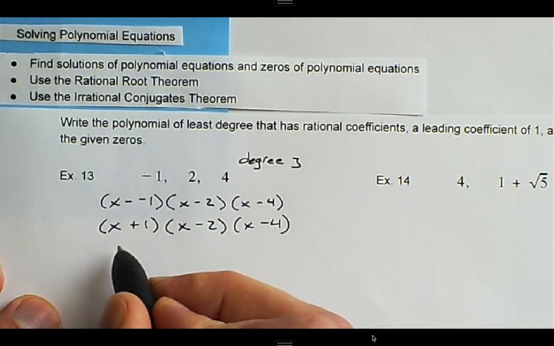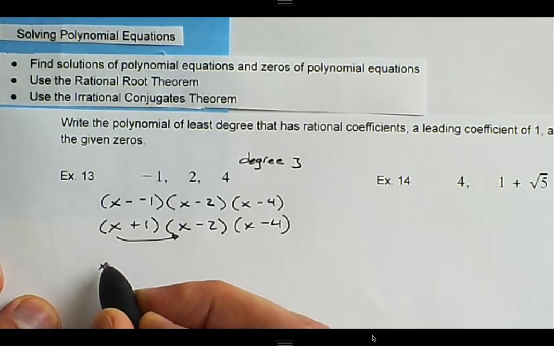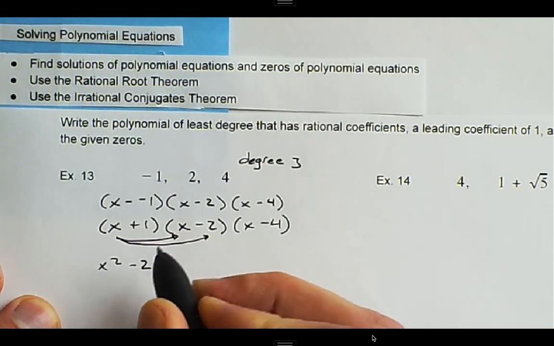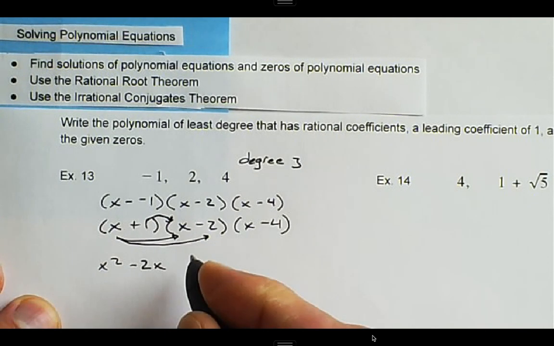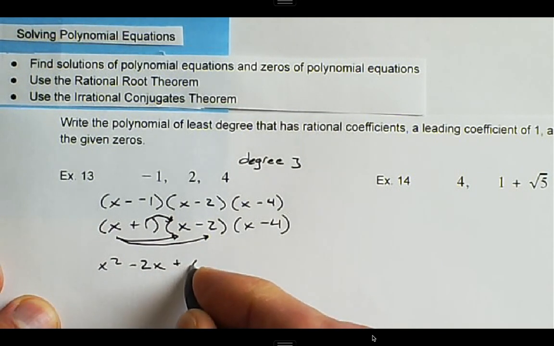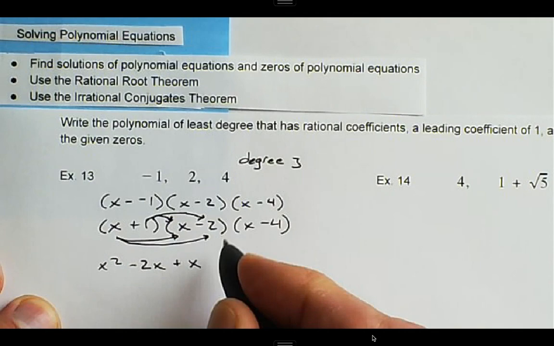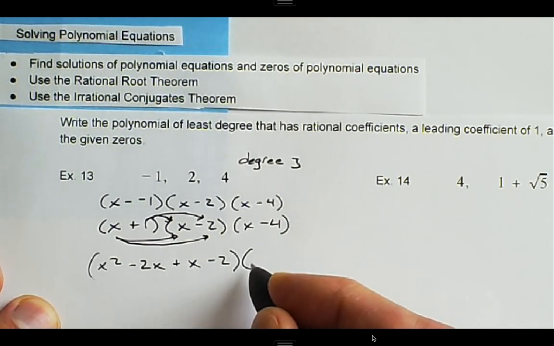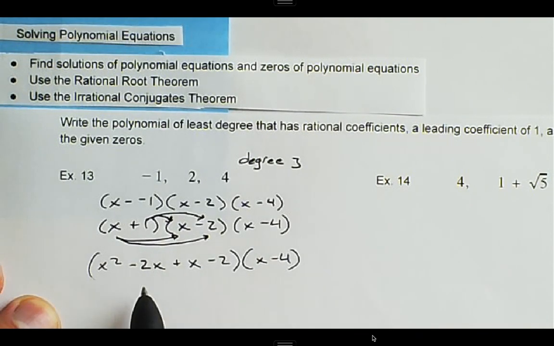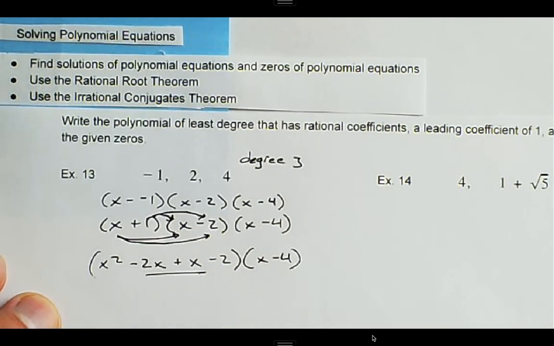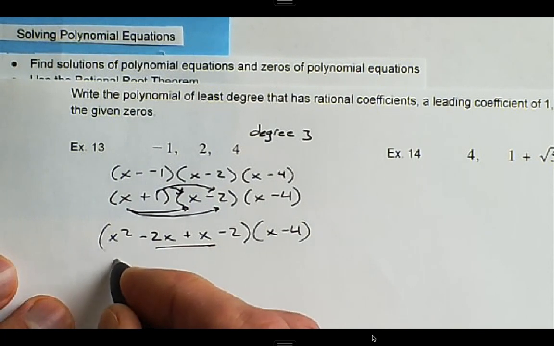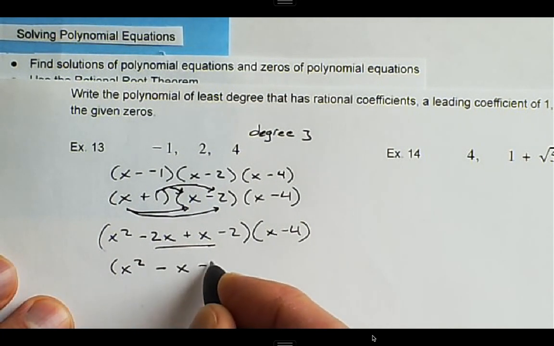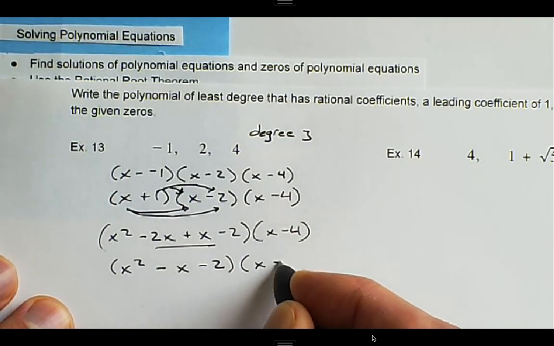So x times x, that becomes x squared. X times negative 2, that's negative 2x. 1 times x is positive x. And 1 times negative 2 is negative 2. And we bring down our x minus 4. Then we can combine our like terms in the middle. And we get x squared minus x minus 2, x minus 4.